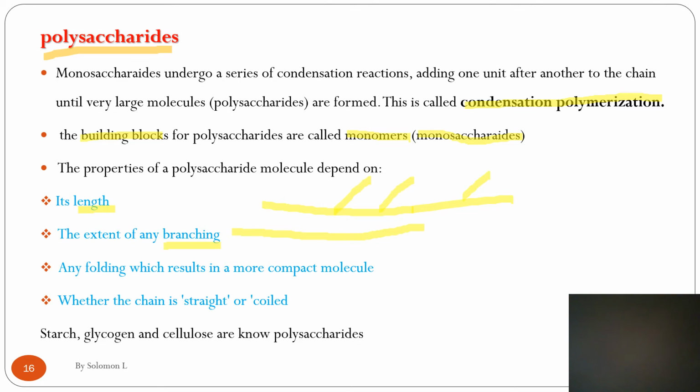The other is the presence of folding. Some polysaccharides may be folded, but some others may be unfolded. Still, there is the presence or absence of straight or coiled structure. These characters also affect or determine the type of polysaccharides. We'll see in the next slide about these polysaccharides to some extent. Anyway, well-known polysaccharides in nature are starch, glycogen, and cellulose. So in the next slide, we'll see about these polysaccharides.